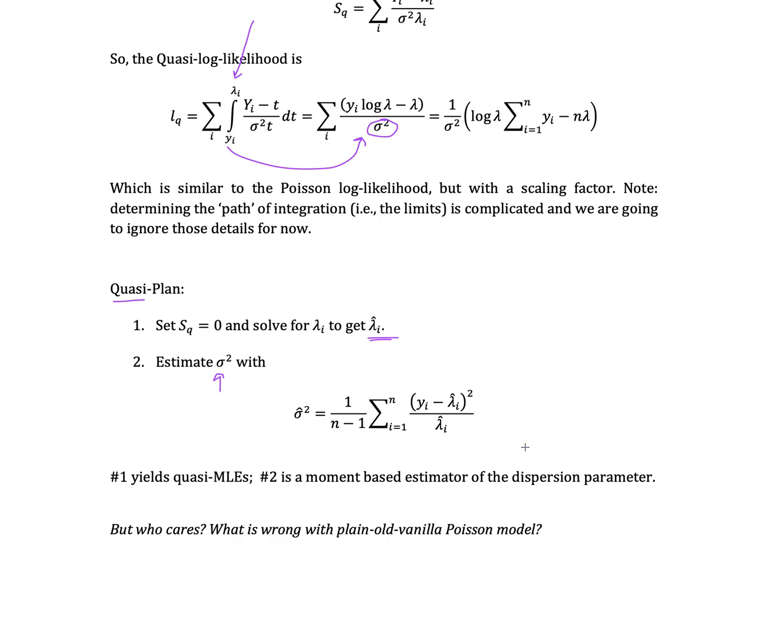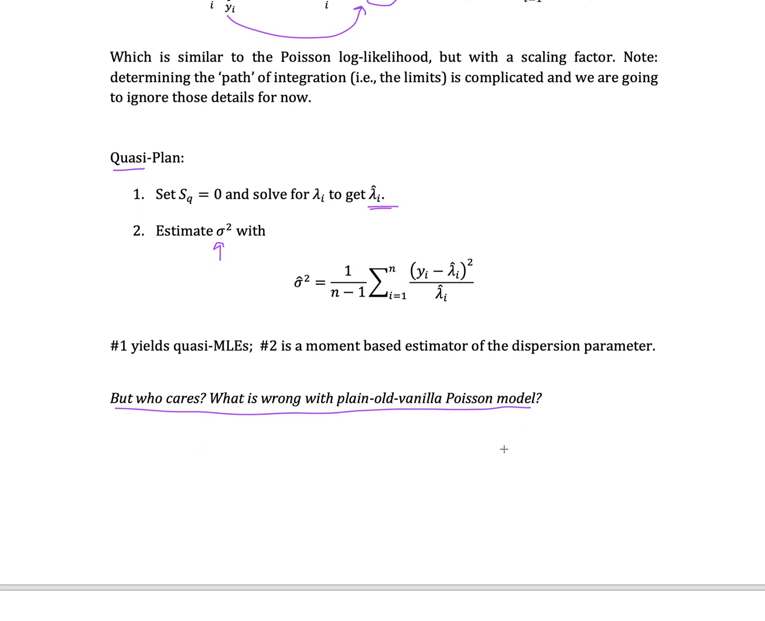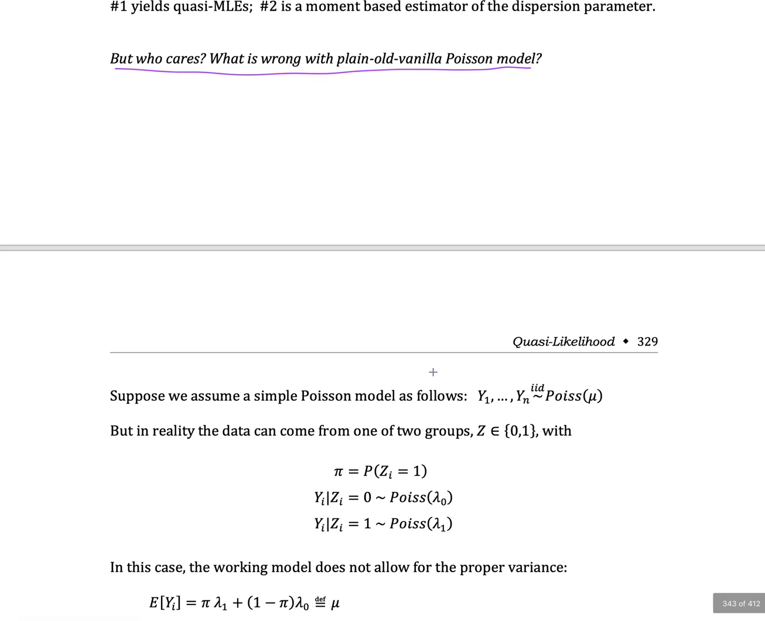Okay? And so one thing that you may ask is, well, why bother, right? What's wrong with the plain old Poisson model? And the answer is that when you look at count data, very often the mean and variance are not equal for the count data. And so you have either over or under dispersion. But this Poisson assumption where the mean and the variance are the same is an assumption that's often broken.